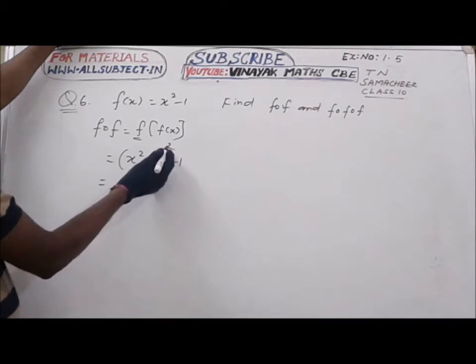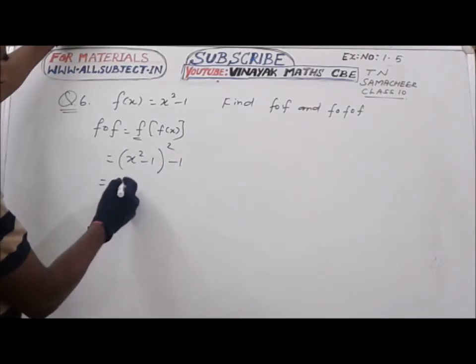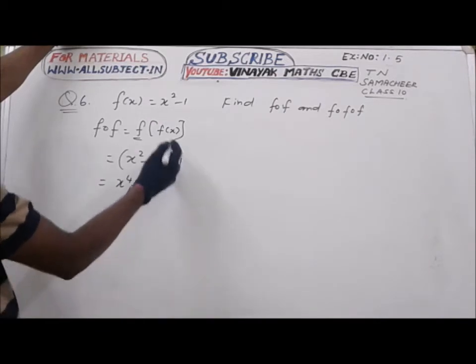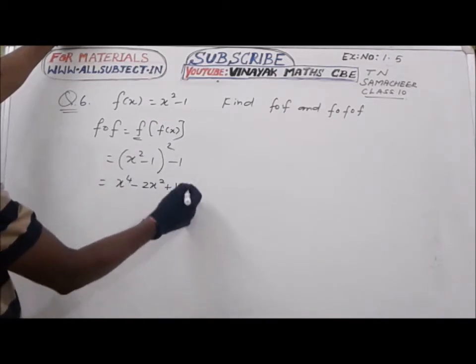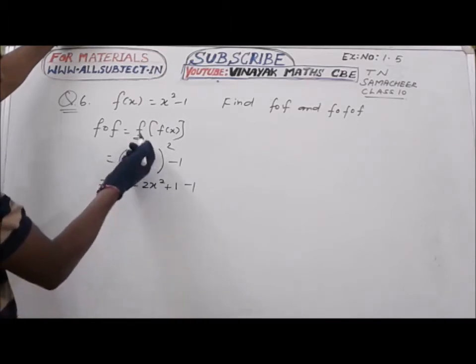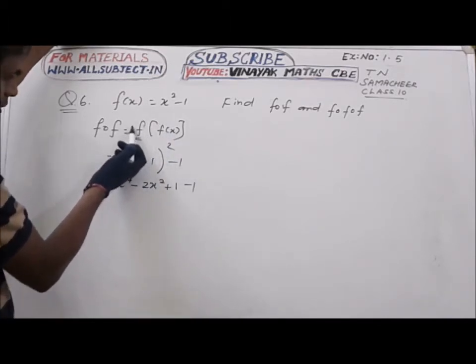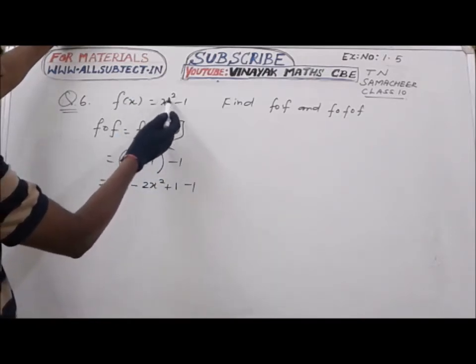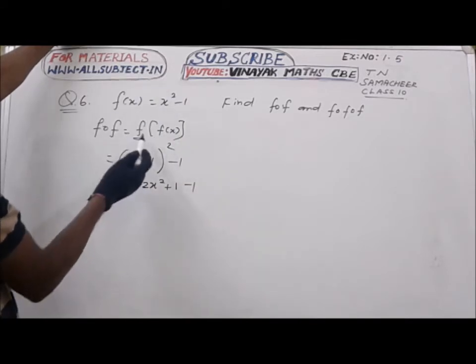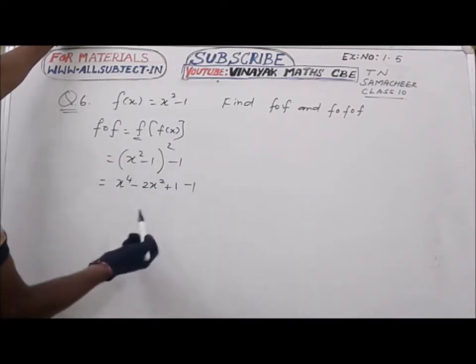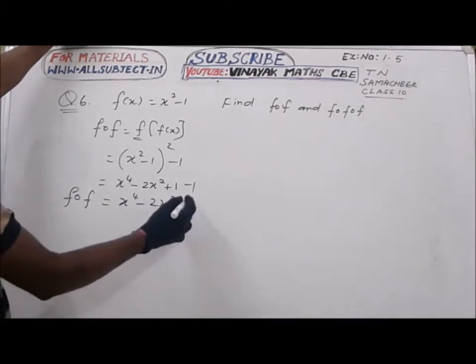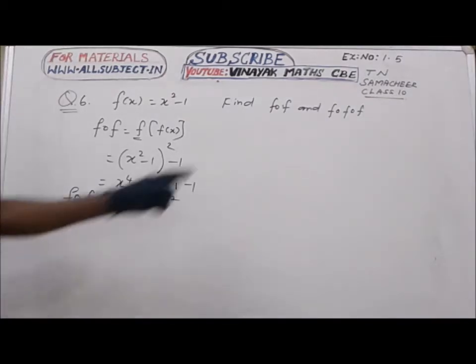Simplifying this, f of x means replace all x in f by f of x. So this is f of x. The x is replaced by the whole f of x, that is x square minus 1 whole square minus 1. Expanding this, we will get x power 4 minus 2x square. This is the value of f composition f.